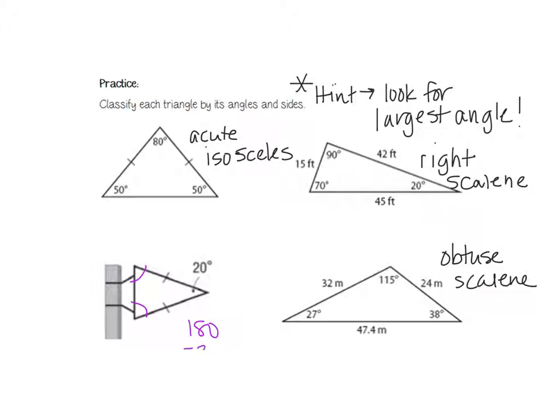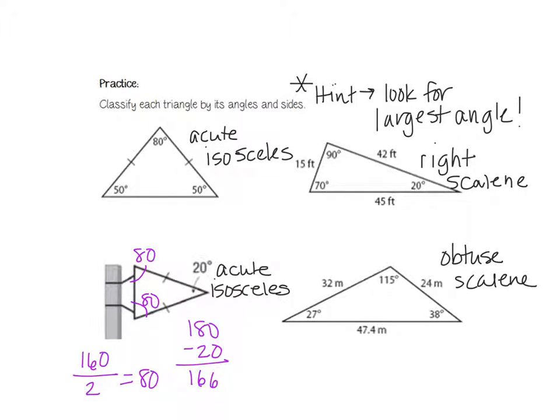So the first thing I need to do is take 20 away from that, and I would have 160. When I have that 160, I have two angles that it needs to be split between. I'm going to divide by 2. Each of those angles is 80 degrees. And all of those angles are acute, so this is an acute triangle. Since it also has two sides that are congruent, it is an isosceles.